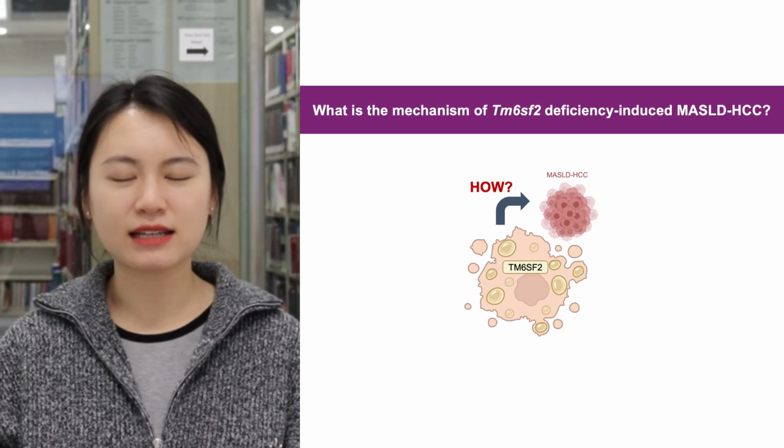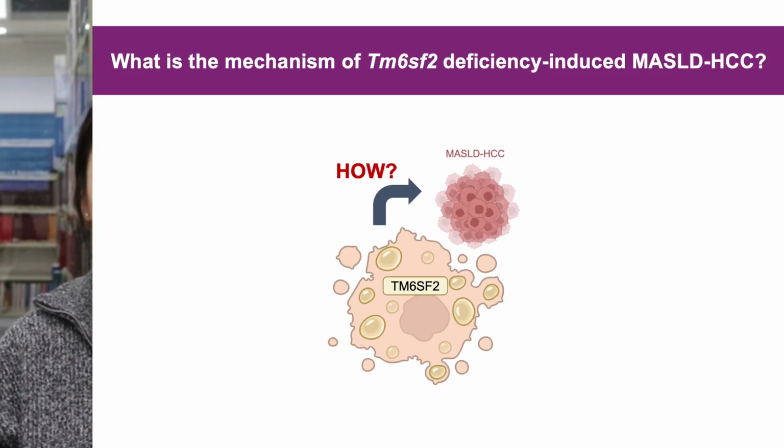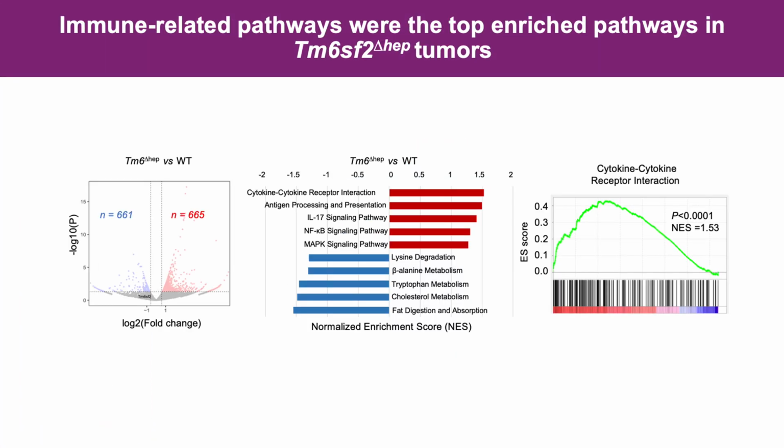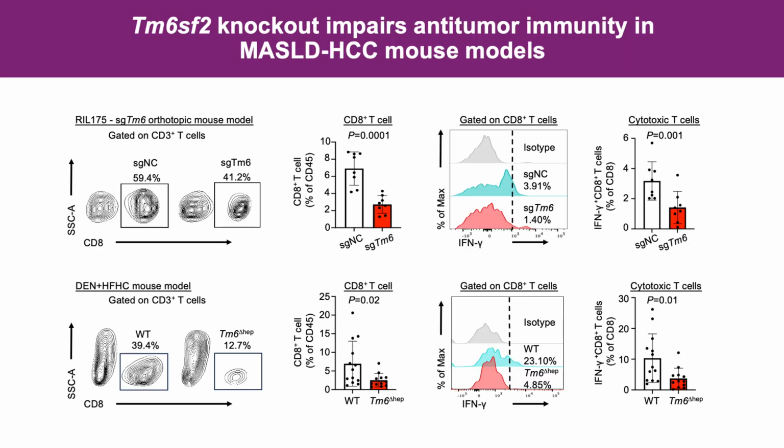The next question is, what is the mechanism of TM6SF2 deficiency-induced MASLD-HCC? To answer this question, we performed RNA sequencing on tumor tissues from TM6SF2 knockout and wild-type mice. We identified that immune-related pathways were enriched in TM6SF2 knockout tumors, suggesting that hepatic TM6SF2 deficiency reshaped the tumor immune microenvironment in MASLD-HCC. We therefore profiled immune cell populations in tumor tissues of orthotopic or transgenic mice.